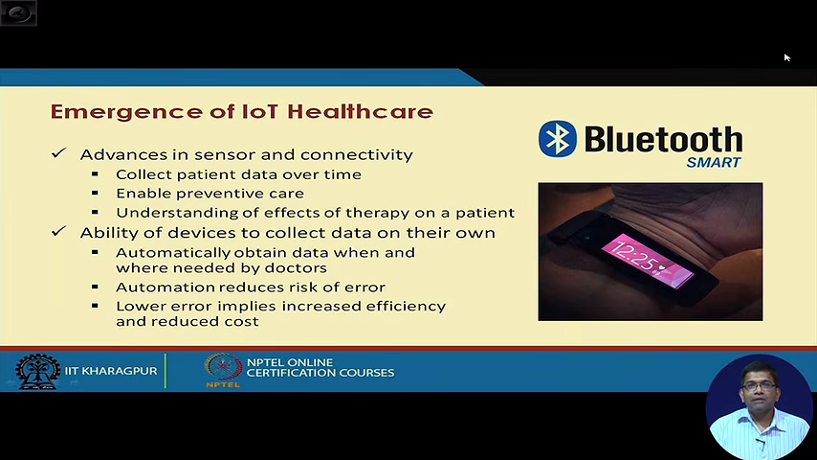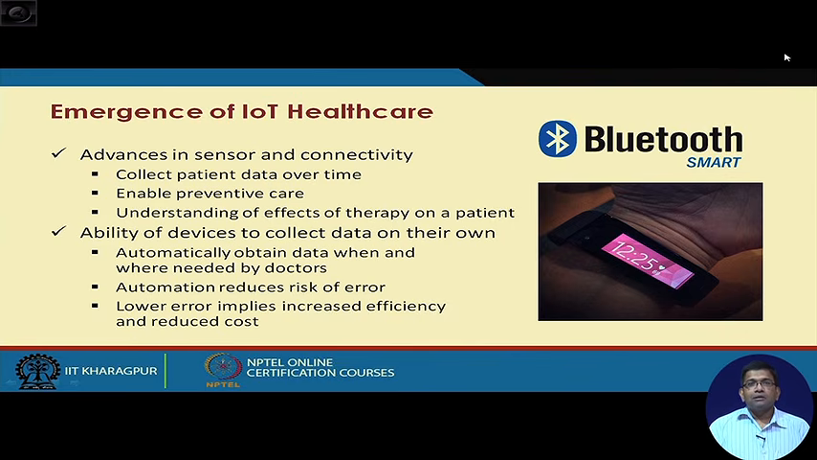Number two is that if a particular patient is in the hospital, for instance, the patient is typically under different types of medications and is fitted with different types of devices and so on. So, understanding the effects of the therapy that is being given to that particular patient, the effects of the therapy on the patient, is another advantage of using the sensors. And connectivity allows these sensed data to be sent remotely for remote processing, decision making and so on.